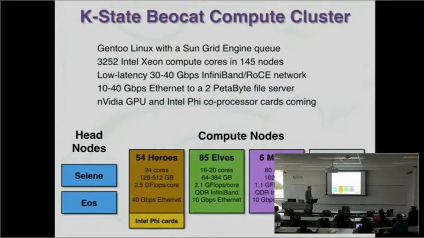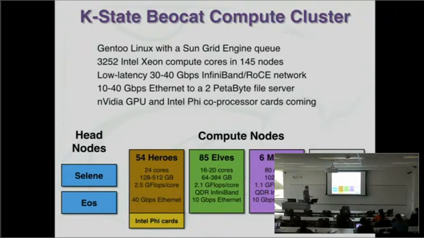When you get on the nodes, you log into one of the head nodes, Selene or EOS. Then you use the SGE queuing system to actually run your jobs on the compute nodes. So SGE is your link to doing the actual computations. We currently have 3,252 Intel Xeon compute cores in 145 nodes.